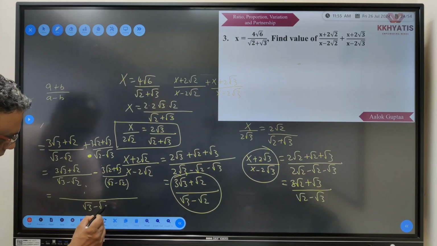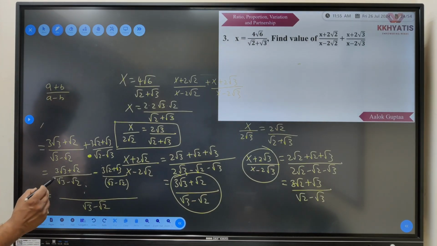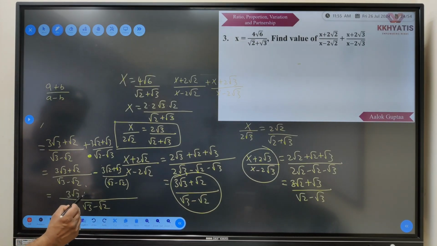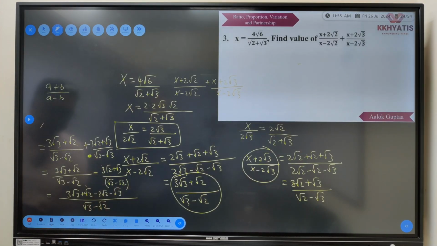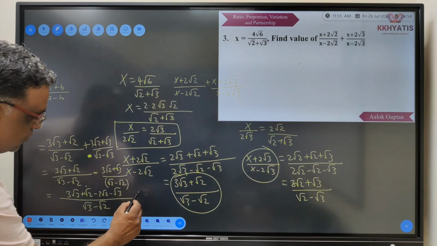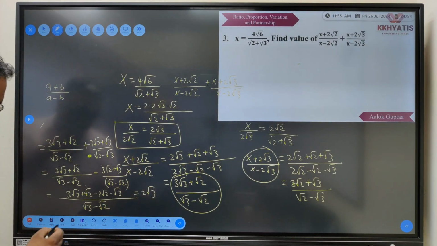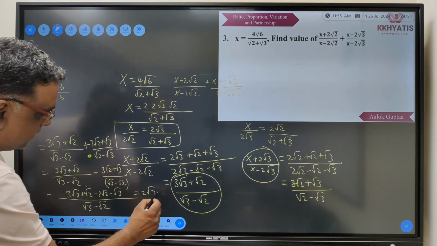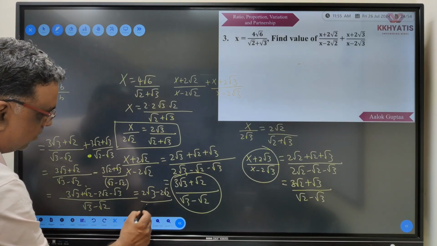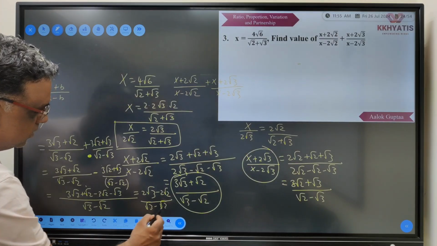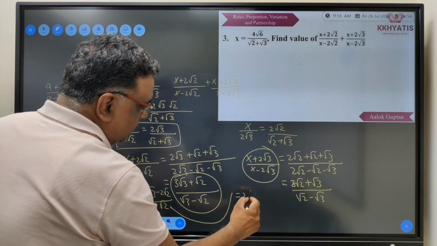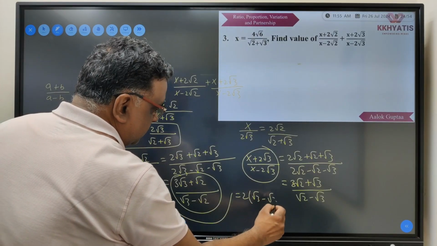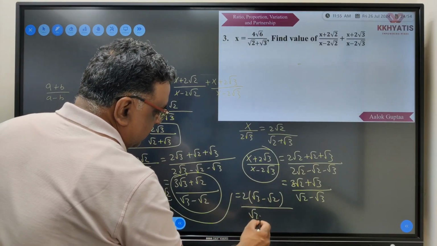merge the denominators. And here it will become 3 root 3 plus root 2 minus 3 root 2 minus root 3. So 3 root 3 minus root 3 is 2 root 3. And root 2 minus 3 root 2 is minus 2 root 2. And down is root 3 minus root 2. So if I take 2 common here, it becomes root 3 minus root 2, and down is root 3 minus root 2.